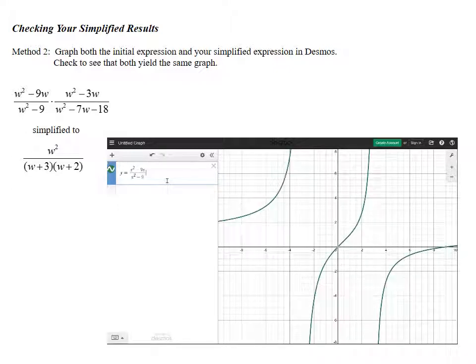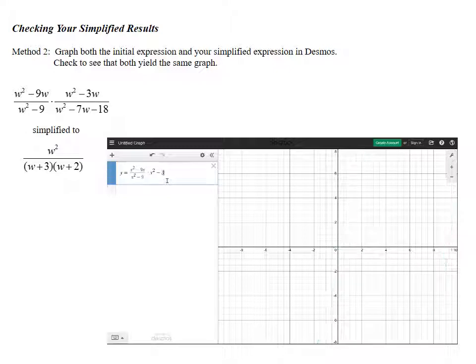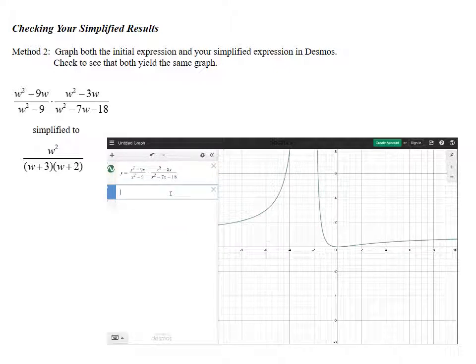Now we want to multiply that by, so I'm going to say times, the fraction x squared minus 3x, and that numerator is divided by x squared minus 7x minus 18. Now I had a lot there I was entering in, so let me just double check that I have the correct expression. So this was the original expression, x squared minus 9x over x squared minus 9 times x squared minus 3x over x squared minus 7x minus 18. Okay, that looks good.